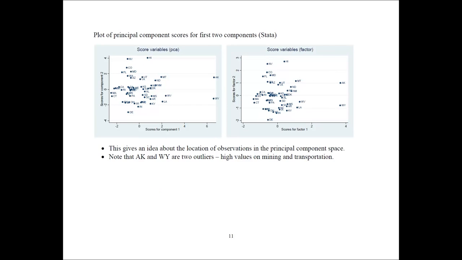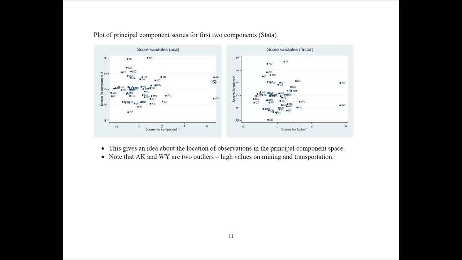Now, what we can also plot here is the principal component scores for the first 2 components. So now, these are not the original variables, these are the observations in the data. We have 50 states, so these are the rows in the data set. And this gives us an idea about the location of the observations in the principal component space. So this is the first component, that's the second component.